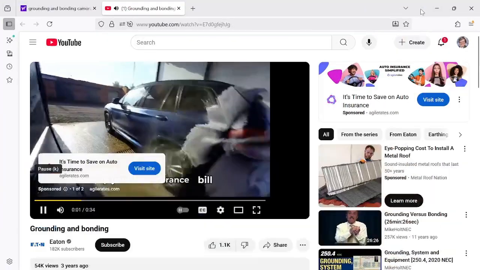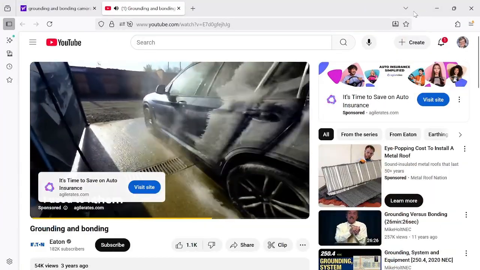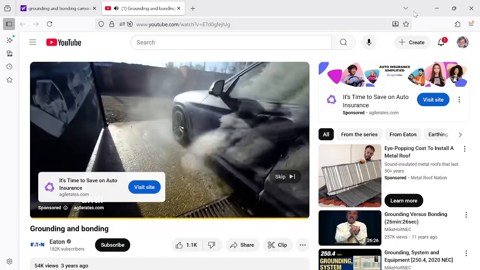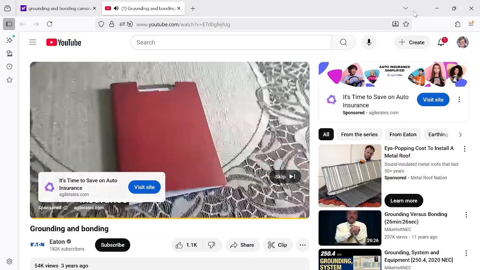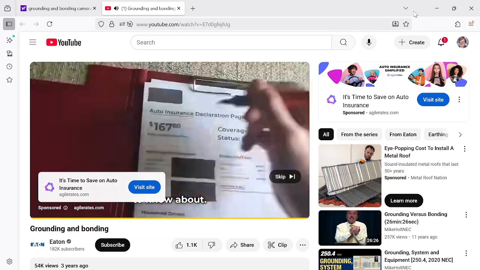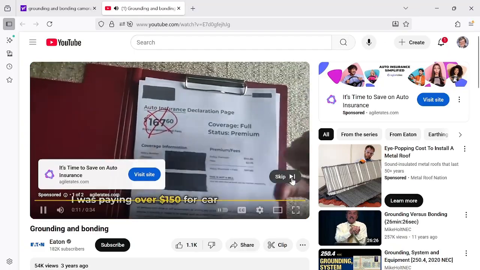Tear up your car insurance bill and try this instead. I used to let them raise my car insurance every year until I found this huge loophole that insurance companies don't want you to know about. I was paying over $150 for car insurance.